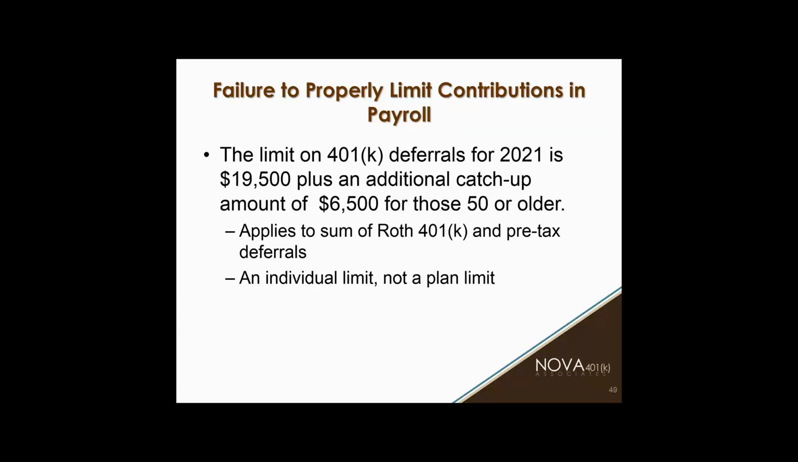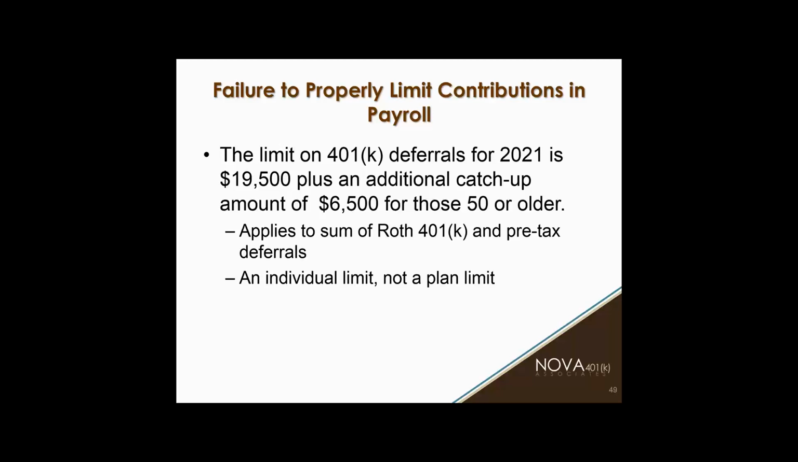In payroll, it's important to understand there are limits on the employee contributions as well as the employer match, and we'll get into the match in a minute. But for 2021, the maximum any one person under the age of 50 can deposit in a year is $19,500. If you're 50 or older at any time this year, you can put in an extra $6,500. This applies to both the sum of the Roth and the pre-tax deferral.